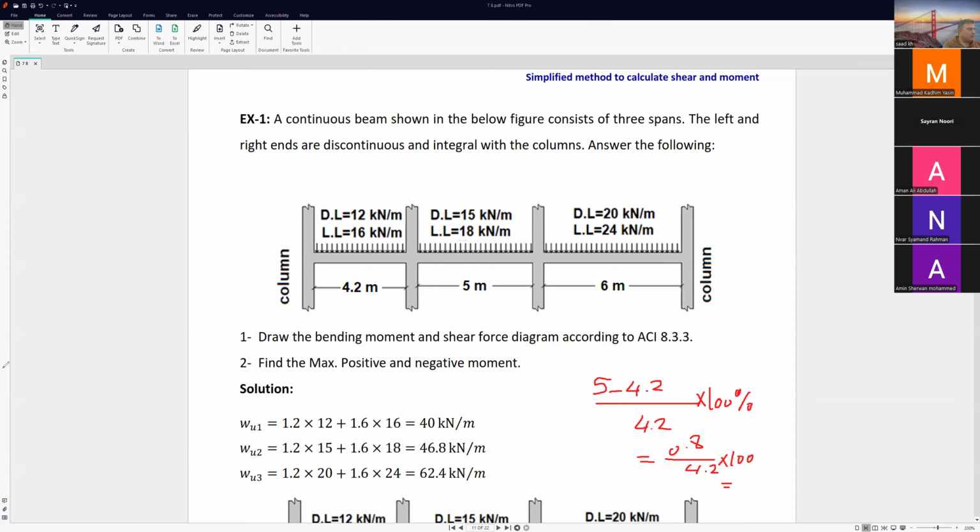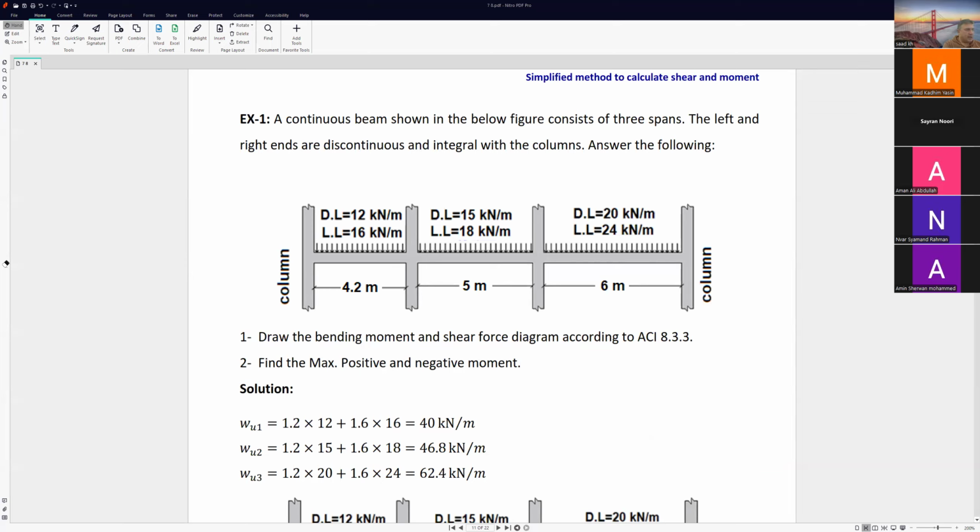It's equal to, on the calculator, 0.8 divided by 4.2 times 100. It is 19. So it's acceptable. So now we can apply our approximation method here. And here we have between 5 and 6 also. Let us check this one, the other one.